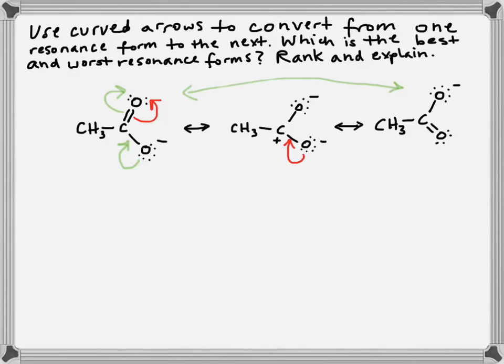Okay, now if I want to rank the three resonance forms, the most important thing to look for is filled octets, and I can see if there's any missing octets, and I would see that this middle structure is missing an octet on the carbon, and that makes that the poorest contributor, the least important contributor, and so this is the worst resonance form.